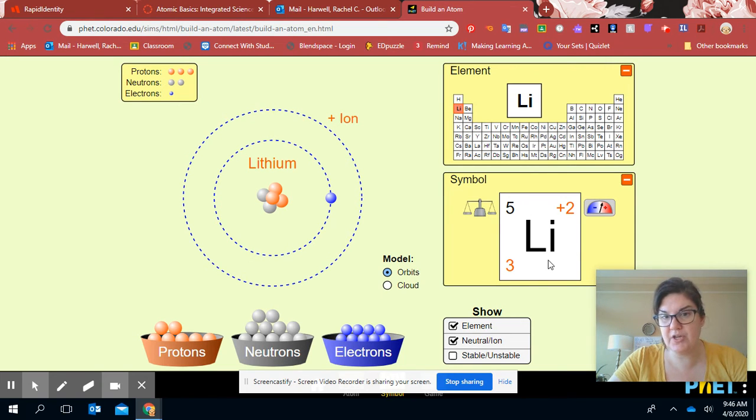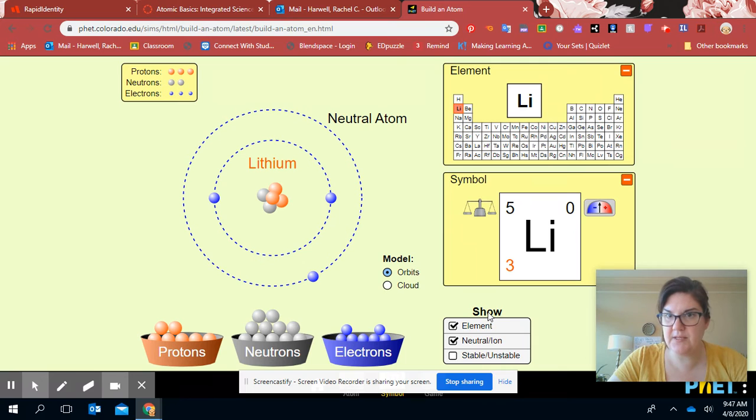All these numbers are going to change based on what you actually have in the atomic model, okay? So you can see I have it slightly more towards the positive side. That's because I don't have enough electrons in there. I want a neutral charge. Here we go, lithium, okay?